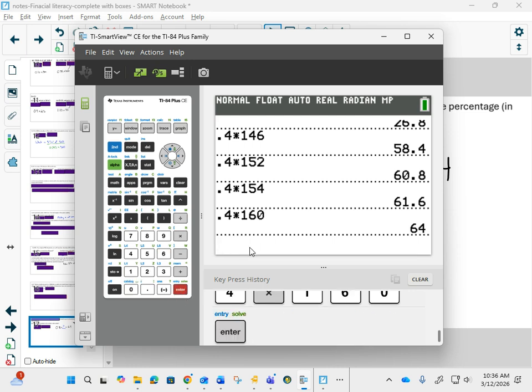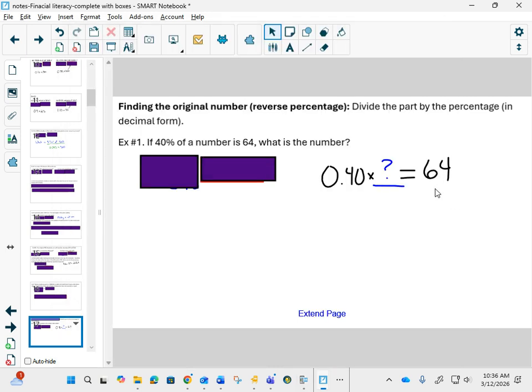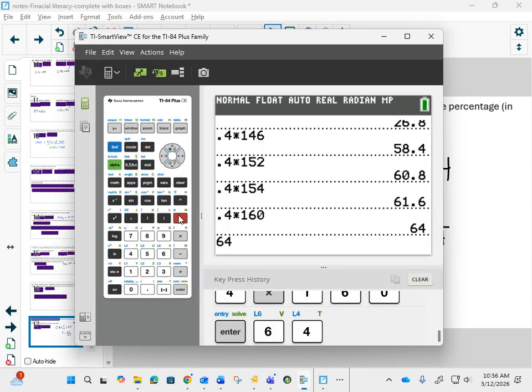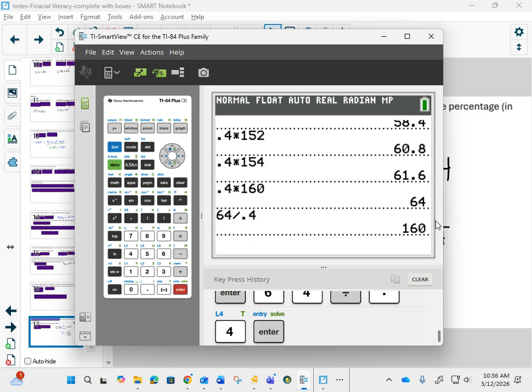Here's the answer. Now, how do we find the answer? Well, we're going to do a little bit of math and a little bit of algebra. If you had something times something equals this, what's the opposite of multiplying? Dividing. So we do that instead and say that question mark is going to equal 64 divided by 0.4. I do that in my calculator, and I get the answer right away. Way better than guessing and checking.